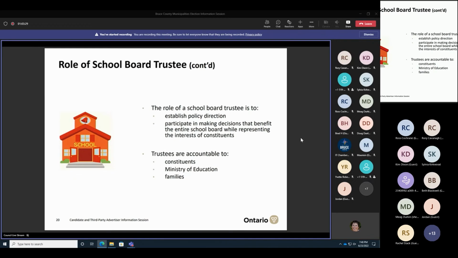Role of school board trustee continued. The role of the school board trustee is to establish policy direction, participate in making decisions that benefit the entire school board while representing the interests of constituents. School board trustees are accountable to constituents, the Ministry of Education, and families.